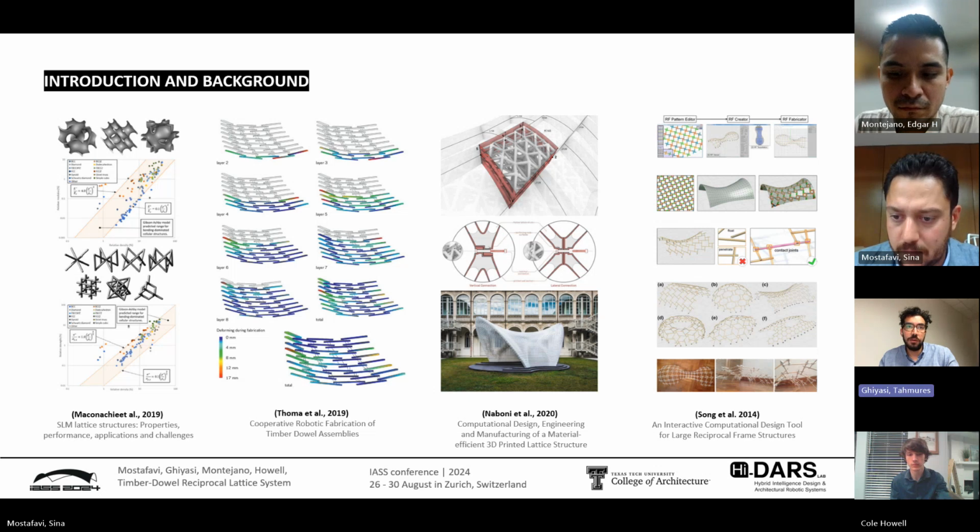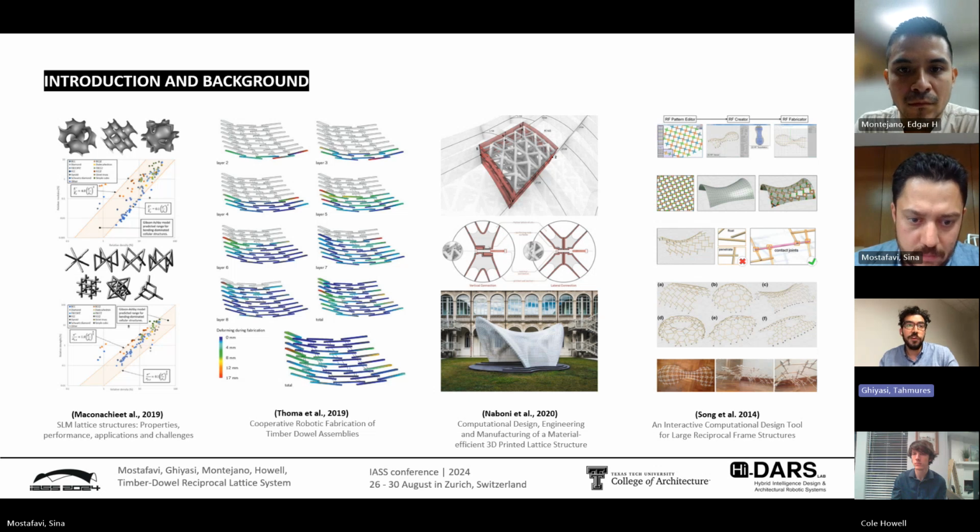To provide a foundation for our discussion on lattice structures, I'll briefly introduce 4 key projects that have significantly contributed to this field. First, the study on SLM lattice structures delves into their properties, performance, and the challenges associated with their application, providing key insights into their practical uses. The next is the project on cooperative robotic fabrication of timber-dowel assemblies, which highlights the role of robotics in improving precision and efficiency in timber construction, particularly within sustainable building practices.